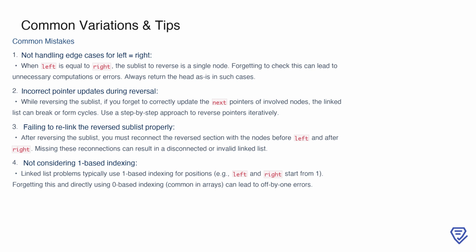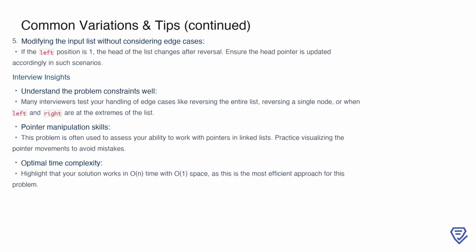Finally, remember that linked list problems often use one-based indexing for positions like left and right. If you accidentally use zero-based indexing, which is common in arrays, it can lead to off-by-one errors and bugs in your solution. Another important consideration is how you handle edge cases when modifying the input list. For example, if the left position is 1, reversing the sublist will change the head of the list. In such cases, you need to ensure the head pointer is updated correctly.